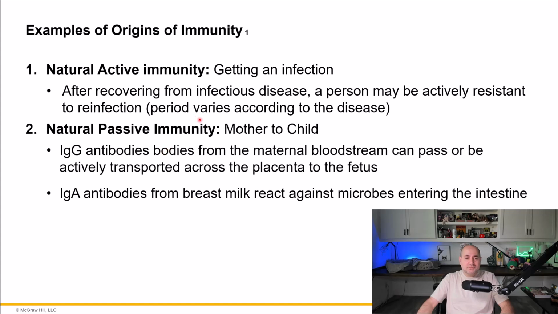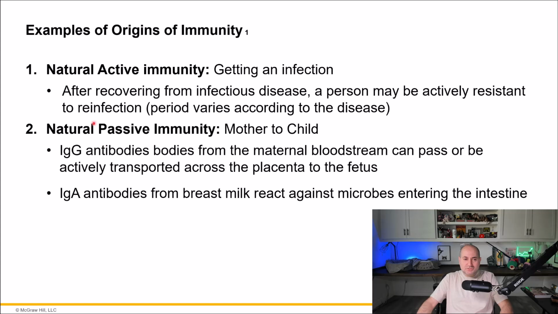Whereas, let me show you this. Natural passive immunity, the example here would be mother to child. Did you know that during breastfeeding, the baby can ingest antibodies, and those antibodies can help with the immunity of the child? And did you know that there are certain antibodies that can cross from the maternal bloodstream into the placenta, of the child? So antibodies from mom, preformed antibodies from mom, are an example of natural passive immunity.